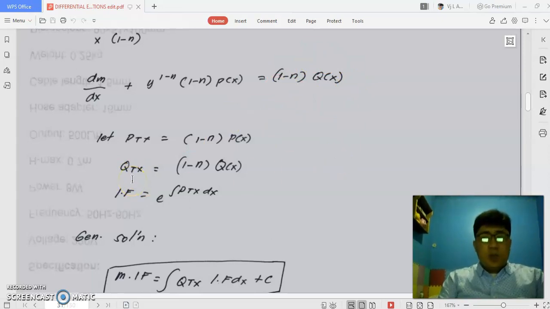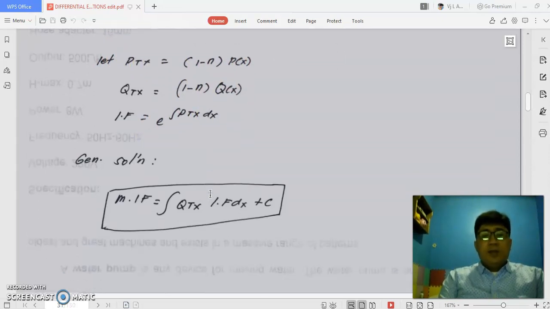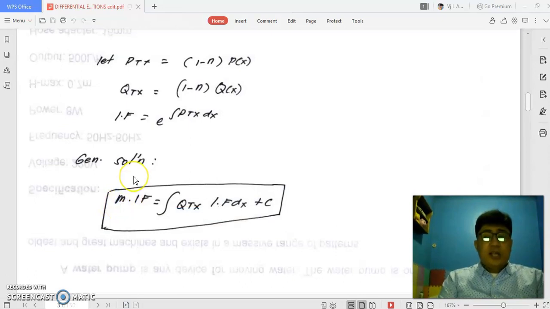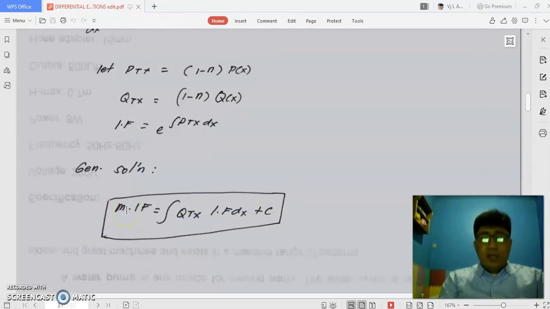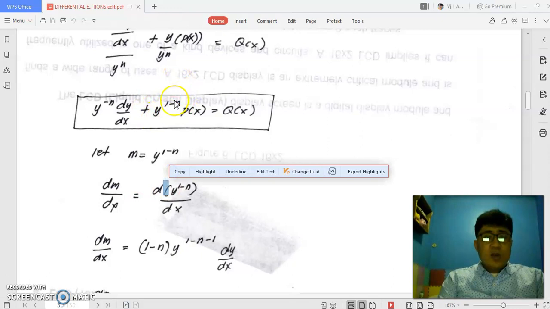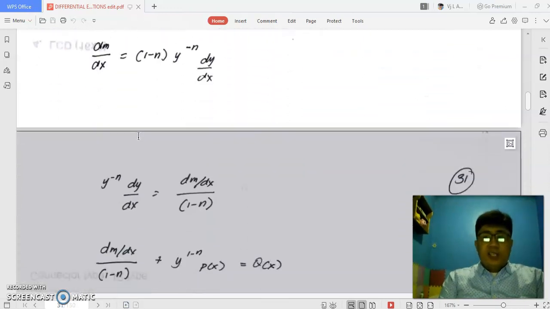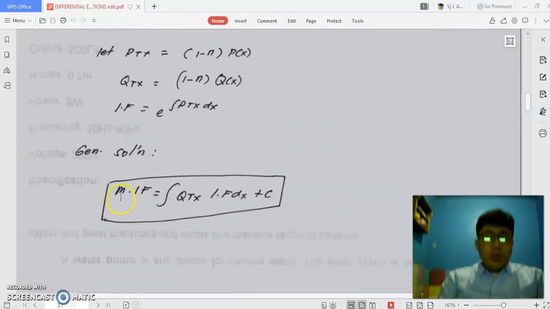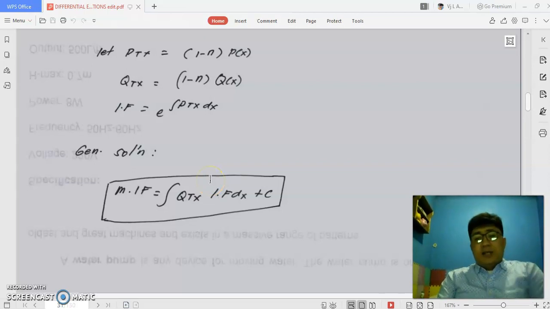Then we do the same as in the integrating factor: integrating factor e raised to the power of the integral of P-bar of x dx. After that, in the general solution, in linear, where you put y here, in this case, if you still remember, what we have here is y raised to the power of 1 minus n, which is our m. Therefore, in the general solution, your m will be multiplied to the integrating factor, which is equated to the integral of Q-bar of x multiplied by the integrating factor dx plus c.